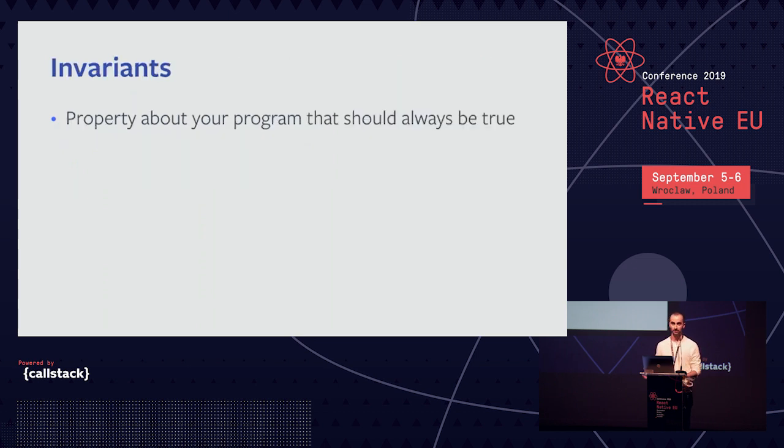Before I continue, I'm going to say the word invariant a ton in this talk. It's a term that I use all the time. When I say it, I'm talking about properties in your program that you always expect to be true. An example of that is you might have some array somewhere that you say should never be empty, and so an invariant of your program is that that array is never empty.